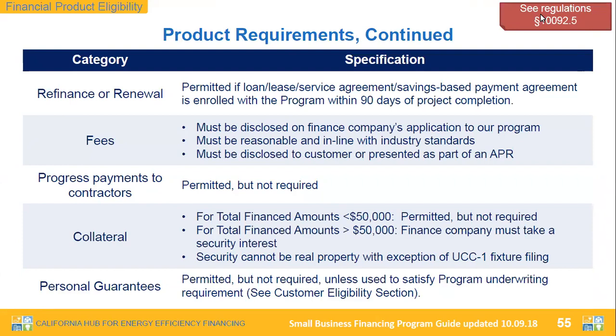I mean, the UCC1 fixture filing gets a little bit complicated in terms of how to explain it to a small business or a residential customer, because it depends on the type of equipment. If it's freestanding equipment and it's personal property and not real property, then it's easy. But if it's windows, the lease company is going to put a fixture filing on there, and that is going to cloud the title. So it's still not.